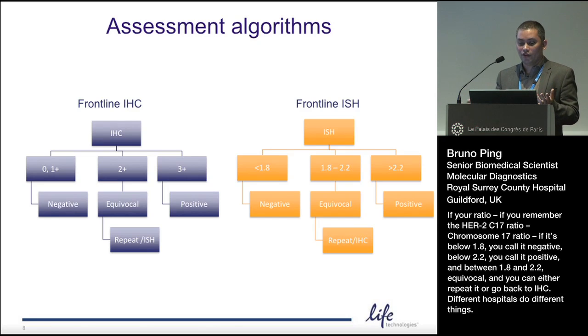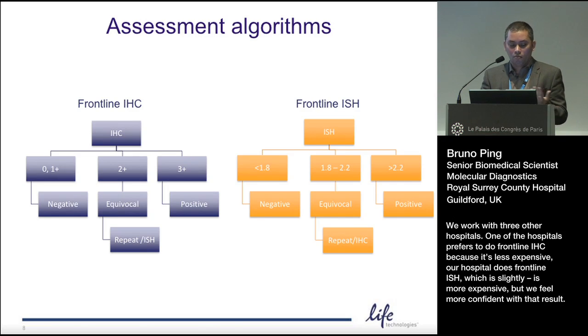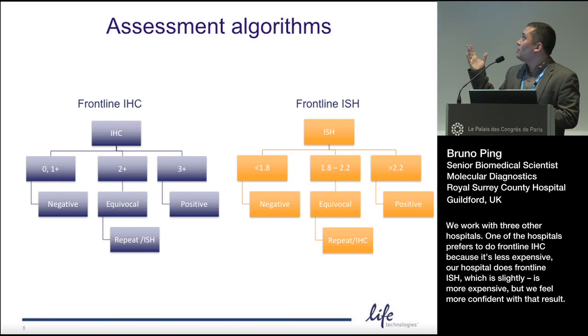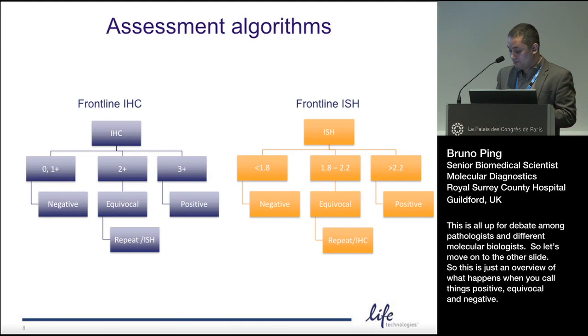Different hospitals do different things, and we work with three other hospitals. One of the hospitals prefers to do frontline IHC because it's less expensive. Our hospital does frontline ISH, which is more expensive, but we feel more confident with that result. This is all up for debate among pathologists and different molecular biologists. So let's move on to the other side.